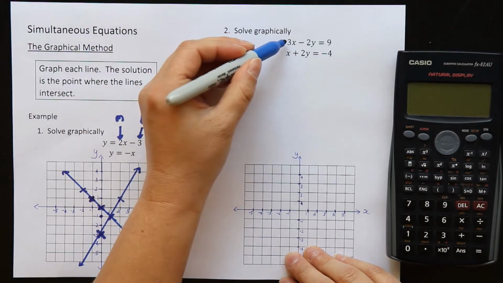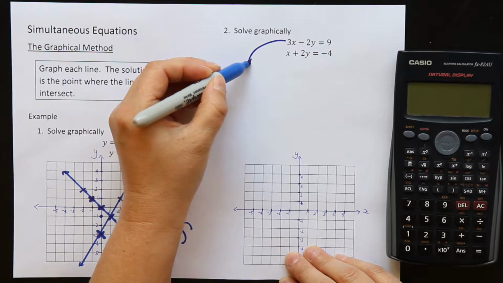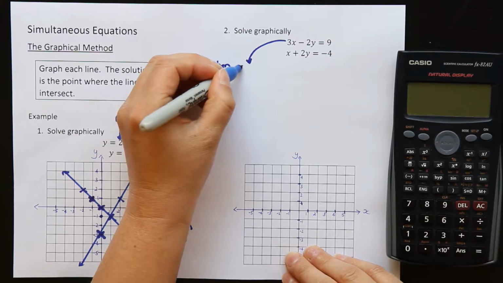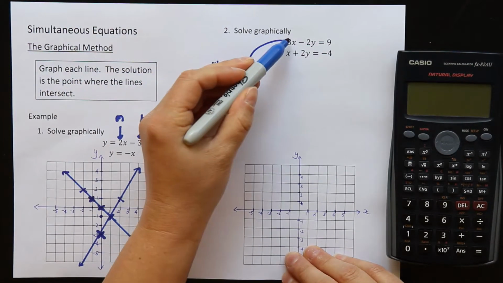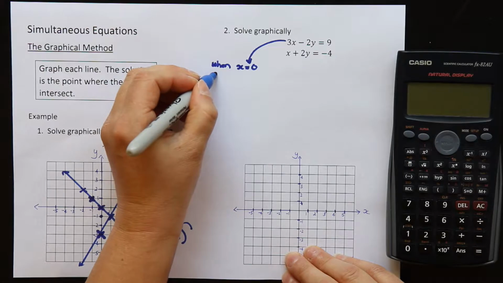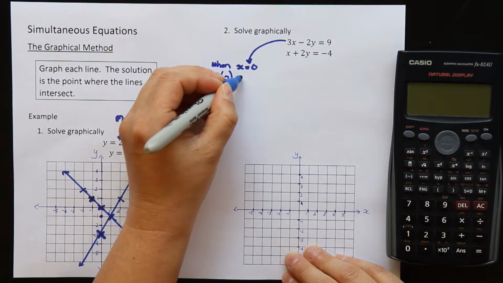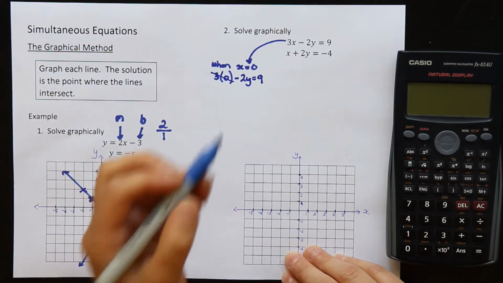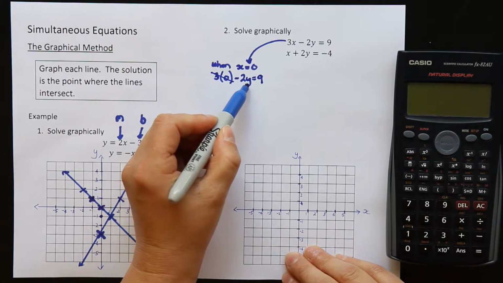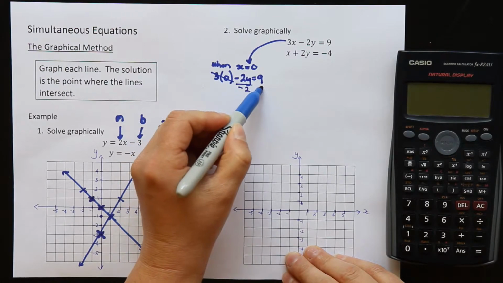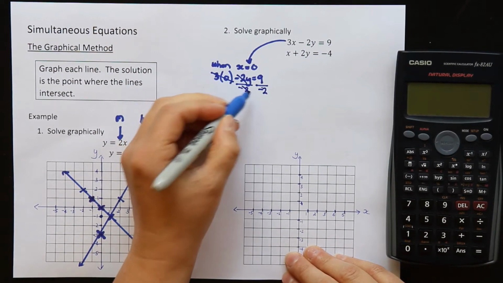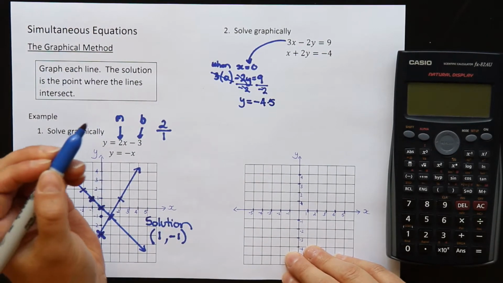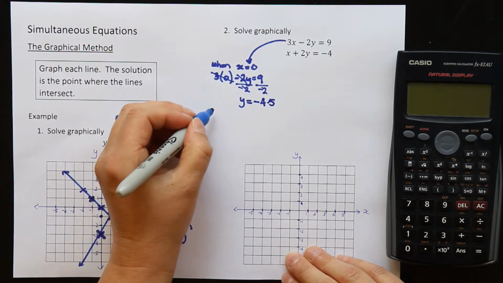To do that, starting with this first equation, I am going to see what happens when x is equal to 0. If I make x equal 0 in there, I would have 3 times 0 minus 2y equals 9. Well, 3 times 0 is nothing. And to get the y by itself, I would divide by -2, which would give me y equals -4.5. That is one of my intercepts.